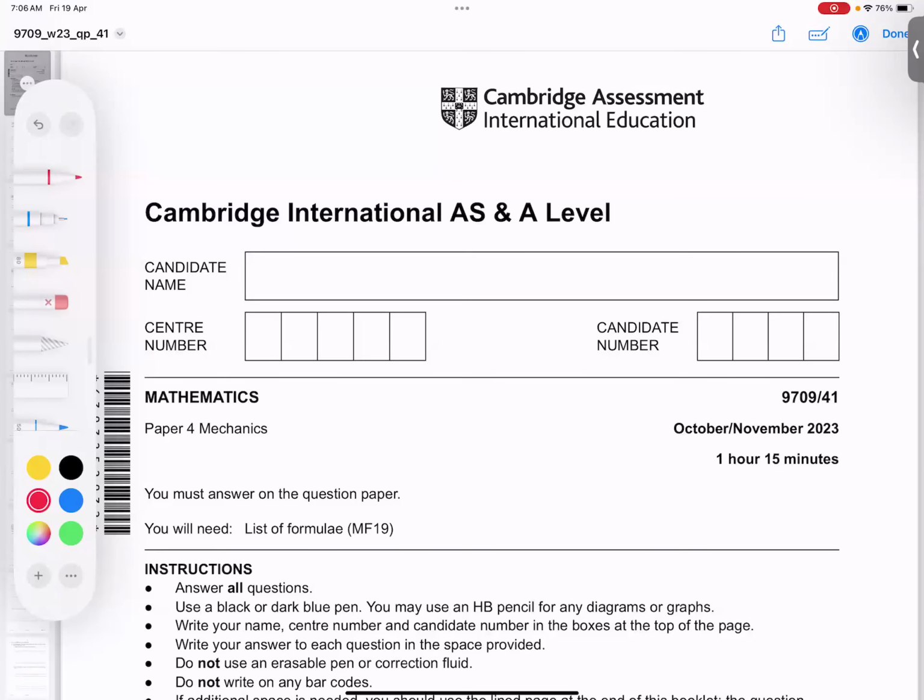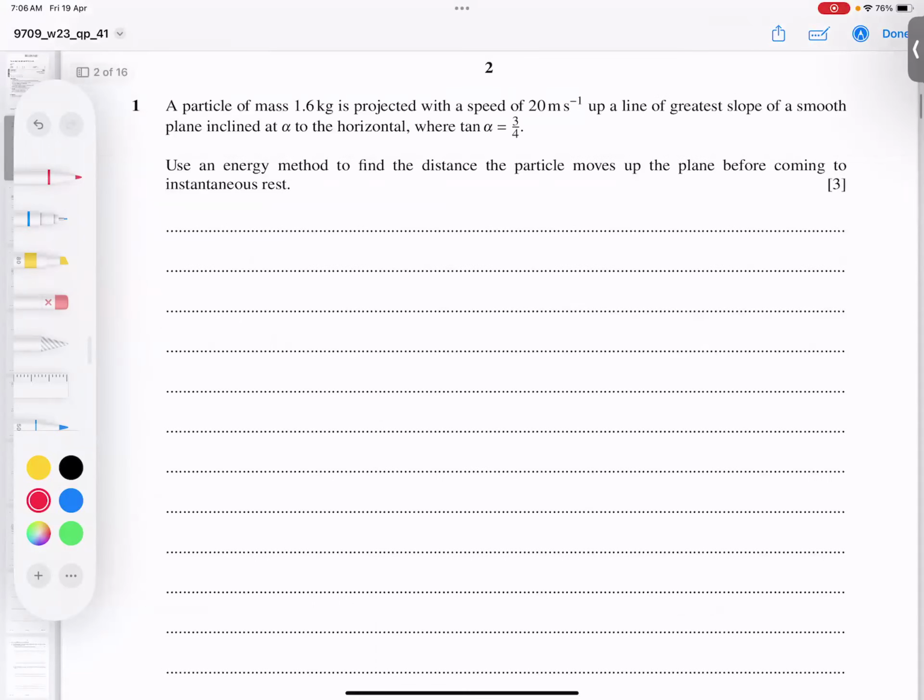Bismillah ar-Rahman ar-Rahim. Student, this is the October 2023, variant 41, complete Mechanics paper. So let's start. Question number 1: a particle of mass 1.6. The best way of doing the paper is to read and write.